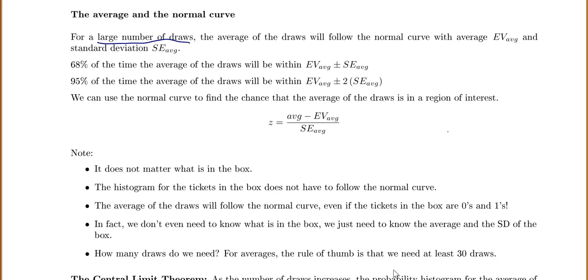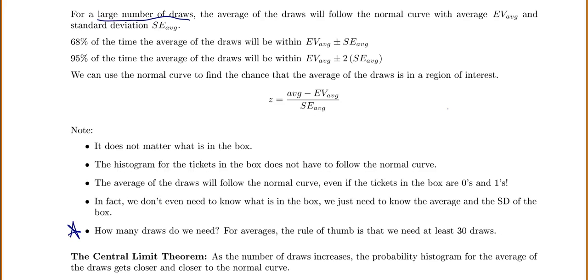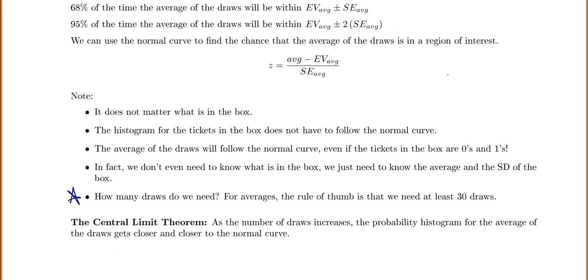And how many draws do you need? For averages, the rule of thumb for a large enough sample size is at least 30 draws. And the central limit theorem says that as the number of draws increases, as you have more and more draws, the probability histogram for the average of the draws gets closer and closer to the normal curve.